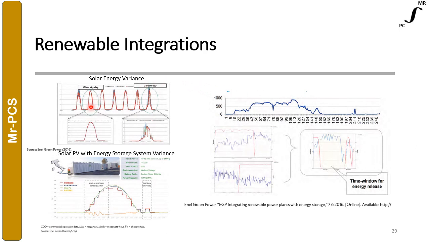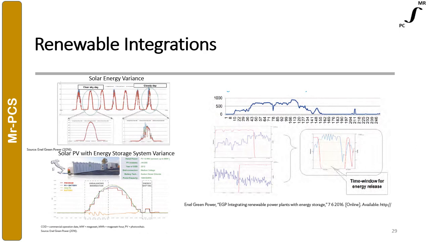The figure on the left indicates solar energy variance during a clear day and during a cloudy day. And the figure below indicates PV installation with battery storage, which basically flattens the curve. Same is true for wind turbine generation. The energy production is low when the wind doesn't blow, or even when the wind speed is more than 25 meters per second, turbines are disabled. In both the cases, energy production is unpredictable and inconsistent.